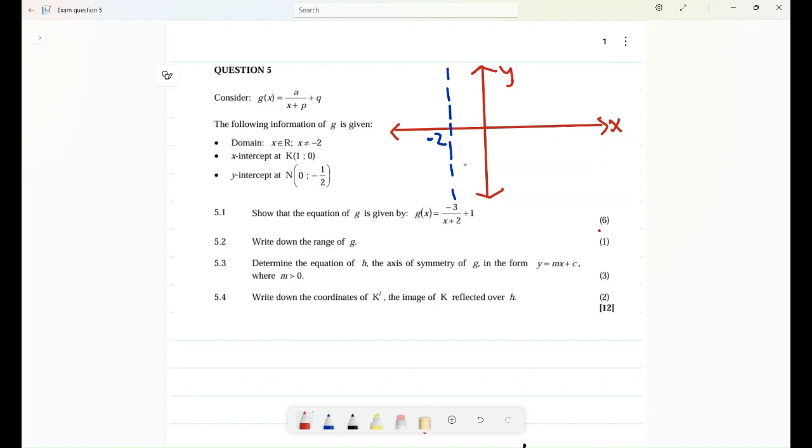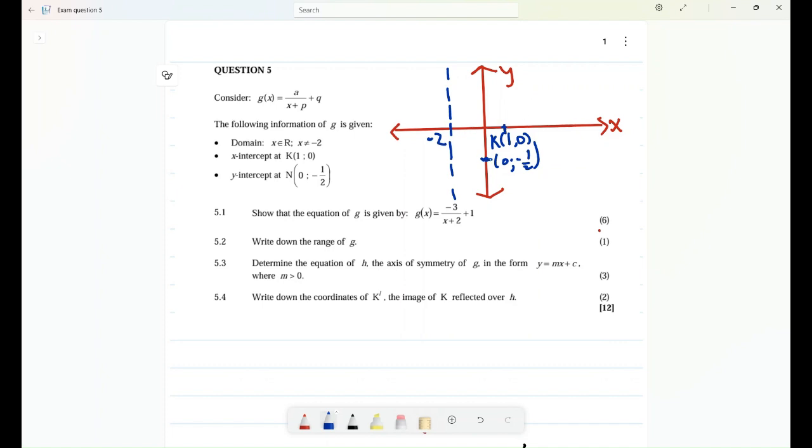All right. If that's my asymptote, let's see another piece of information that I'm given. I'm given that the x-intercept at k is 1 and 0, somewhere here. This is my k. Then I'm told that my y-intercept at n is 0 and -half. 0 and negative half, this point here.